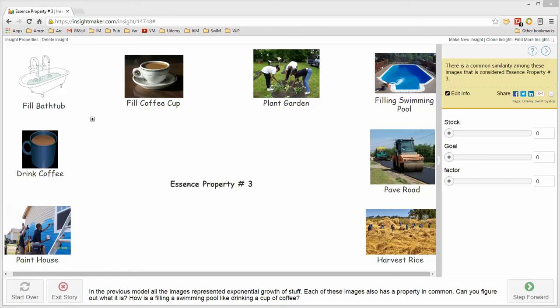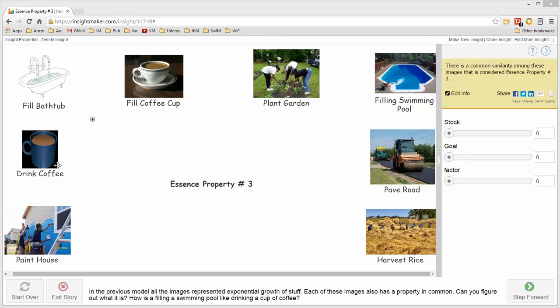As in the previous segment, here's another set of images with something in common. How is it that drinking a cup of coffee is like filling a swimming pool with water? If you look at each one of the images, you realize that each one of them represents progress toward a goal. The lower left corner down here, they're painting a house, so when they finish painting the house, they're done.